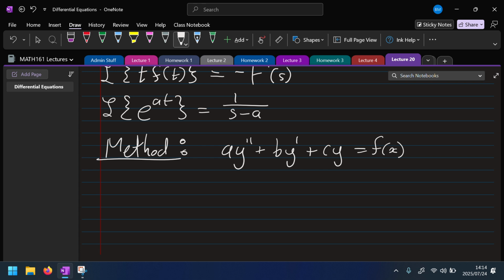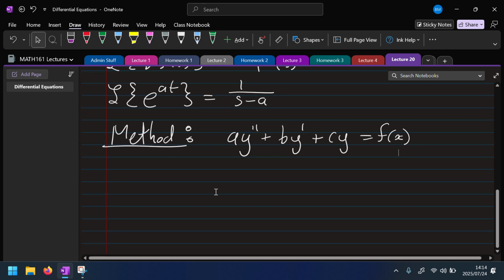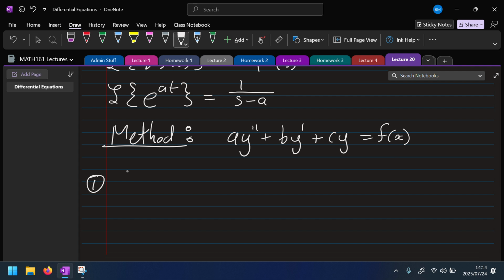Okay, so a, b, and c, those are just some numbers in front. We don't know what they are. Second order linear. So this is very difficult to use for non-linear differential equations. But if you get something like this, then you can use the Laplace transform. And then on the right-hand side, that f, that can be any function. Okay, so the method, there's 3 steps to it. So step 1, apply the Laplace transform to both sides of the equation.